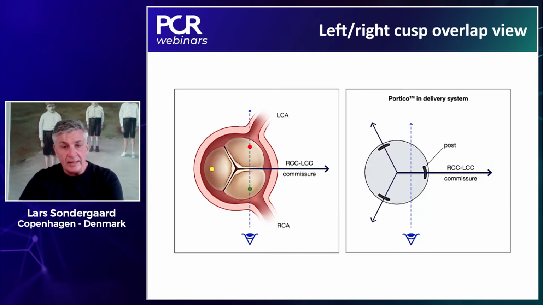But this view actually also gives you a unique opportunity to have patient-specific commissural alignment. Because when you have this, as you can see here on the left-hand side, the C-arm is looking at the right and the left cusp overlapping. So the commissure between those 2 cusps is pointing to the right of the fluoroscreen. So in this view, the only thing you need to do is to orientate one of the leaflet posts on your transcatheter heart valve on the far right of the fluoroscreen.